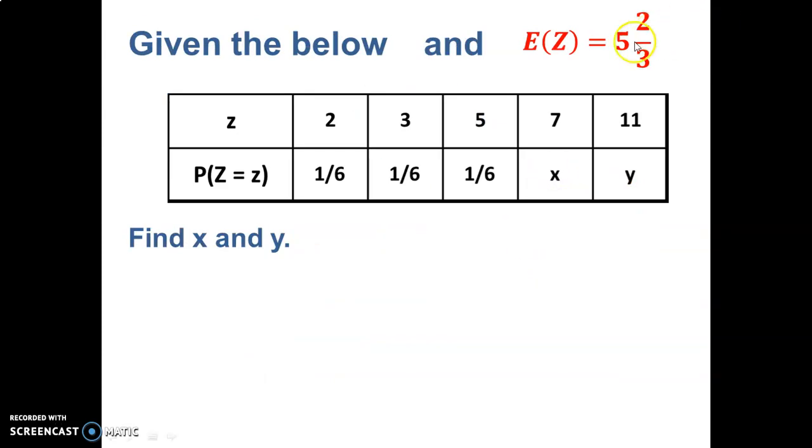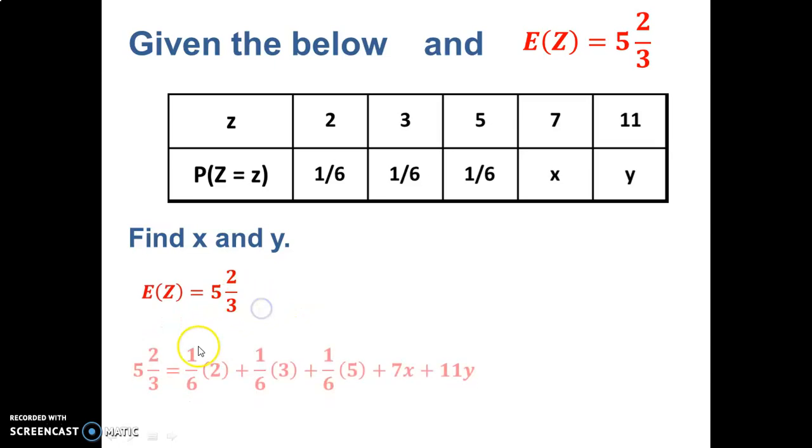Given this situation, that the expected value of this random variable z is 5 2/3, we are looking to solve for x and y here. This problem is going to be a little tougher. How can you do this? You have 2 variables, you're given expected value. Well, you can definitely write an expected value formula then. How about starting with that? So expected value is that, and then replace in the formula.